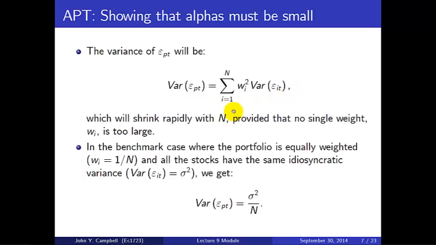Now this sum is going to shrink rapidly with the number of stocks, provided that no single weight WI is too large. All right. In the benchmark case of diversification with an equally weighted portfolio where the weights are all 1 over n, and where all the stocks have the same idiosyncratic variance, some common number sigma squared, then we get that the variance of the portfolio shock is the variance of the individual shocks divided by n. And this is the same result we discussed a couple of weeks ago when talking about diversification.